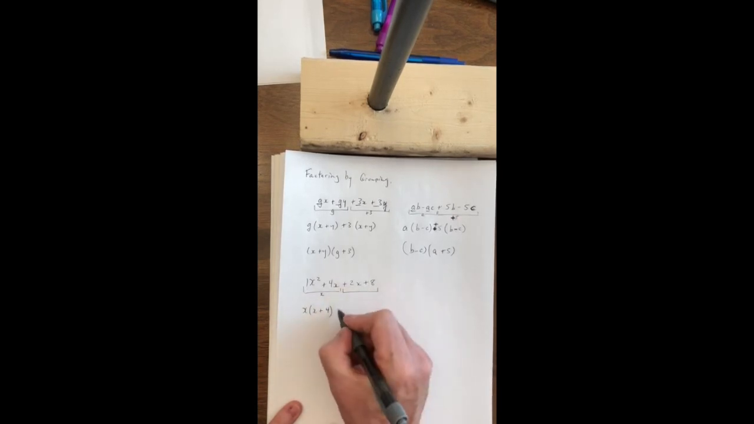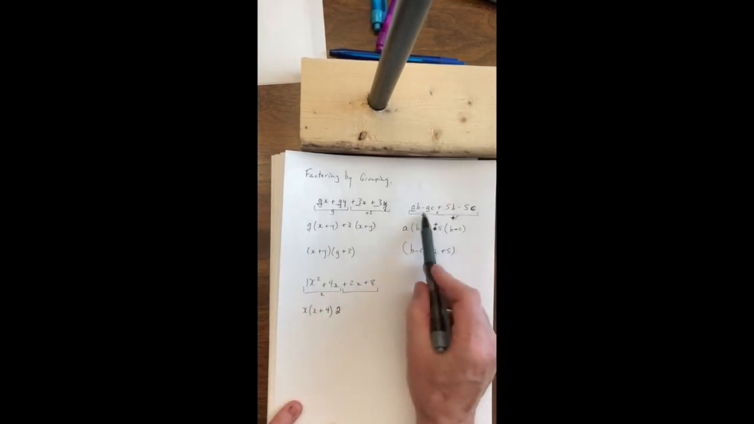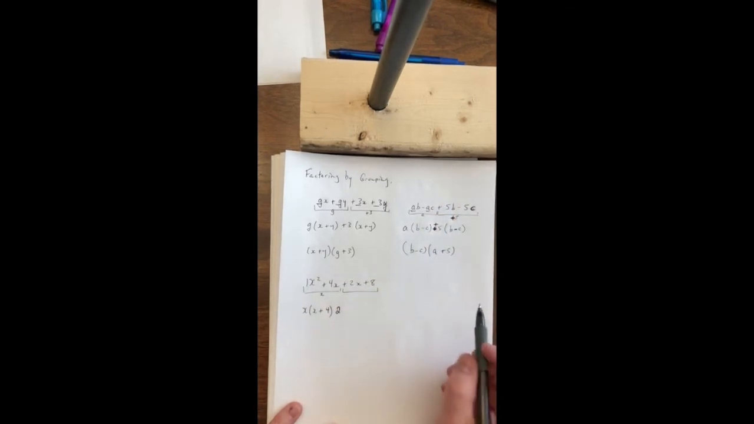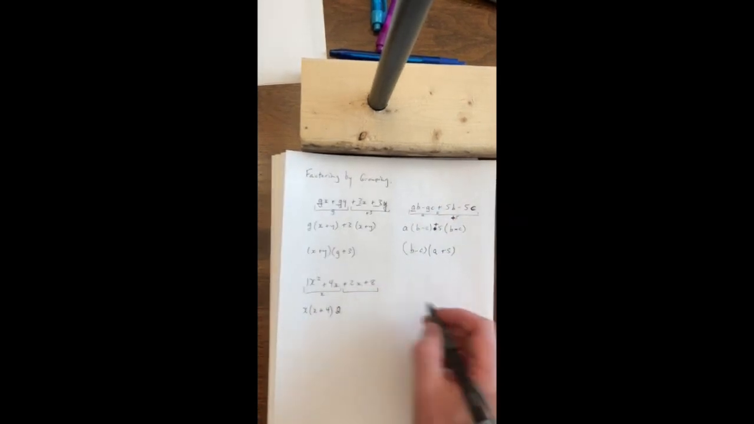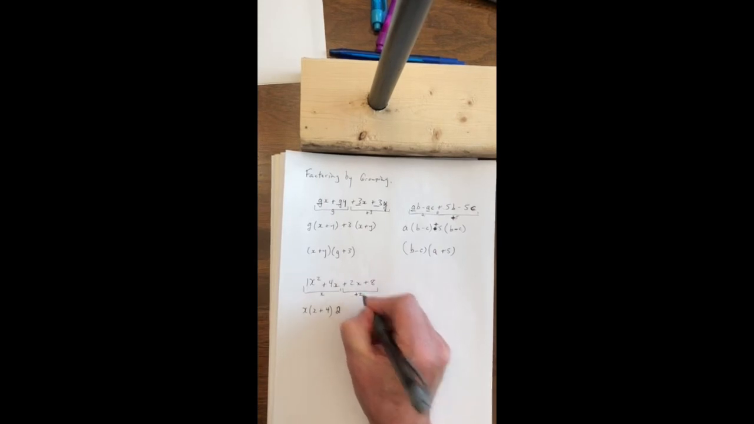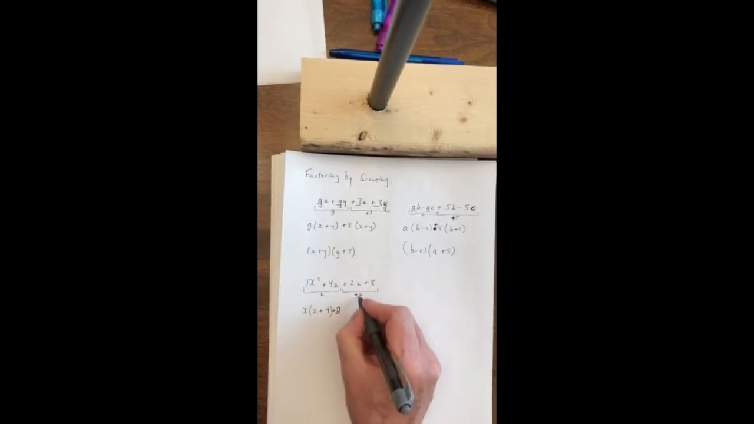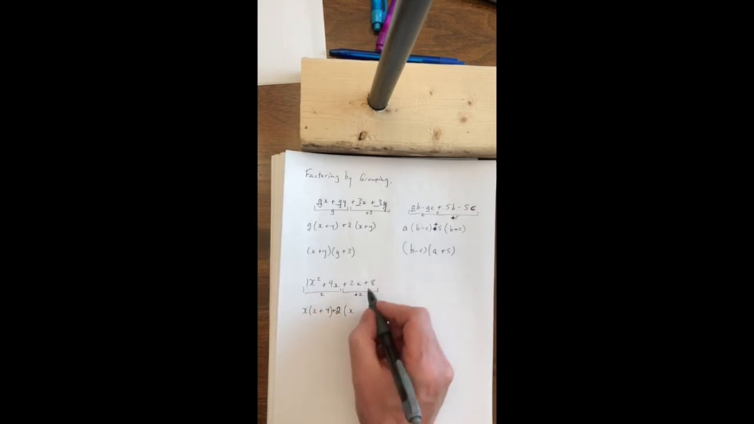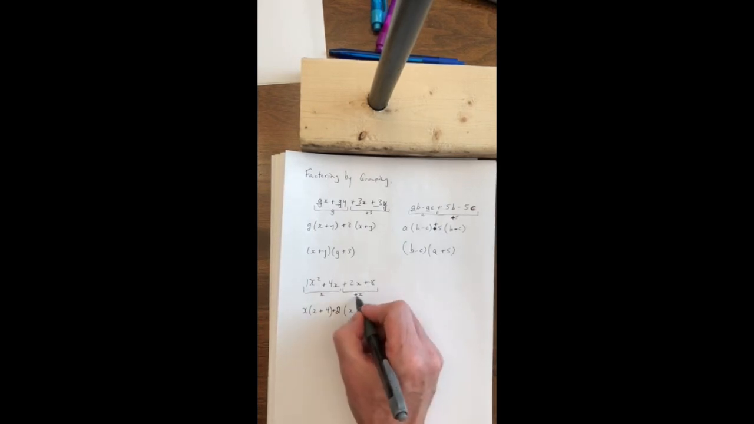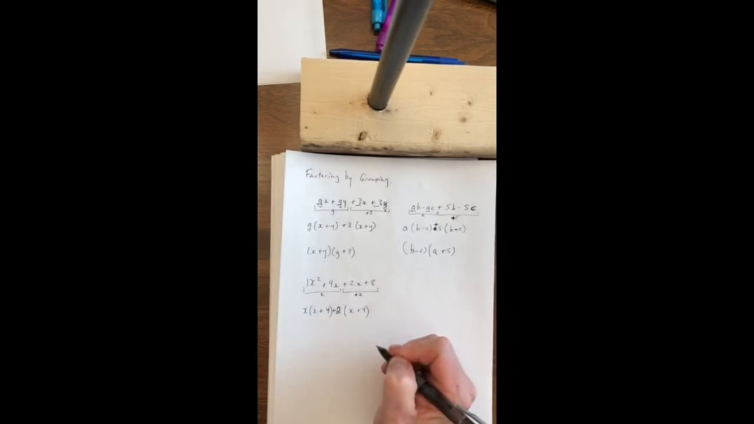And what do I have in common here? I have 2 in common. And once again, I'm just going to write 2 here. I want to go over this situation with you again. So if I pull out a plus 2, I think that's my greatest common factor. 2x divided by 2 is x. And 8 divided by 2 is plus 4.